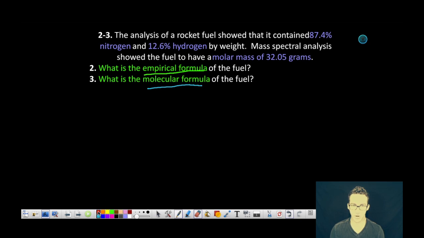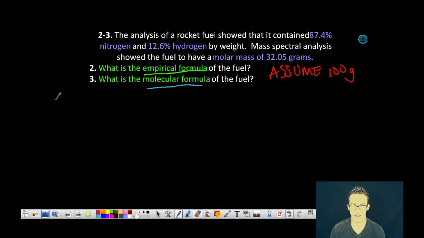Well, before we start this problem, anytime you're doing empirical formula calculations in which you're given percentages, always assume that you have 100 grams of your sample. You can assume whatever mass you want, but since we're working with percentages, 100 grams is the easiest as we look to determine moles of each element so we can write our empirical formula.